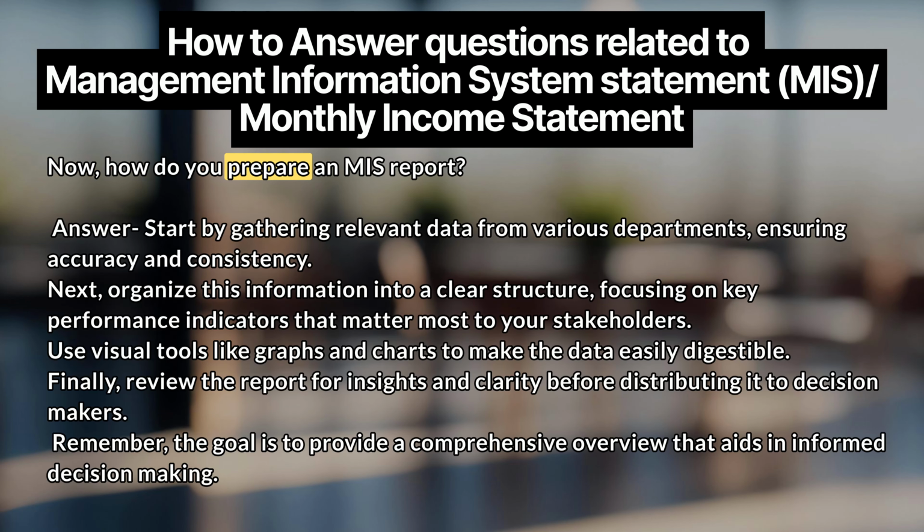Now, how do you prepare an MIS report? Start by gathering relevant data from various departments, ensuring accuracy and consistency. Next, organize this information into a clear structure, focusing on key performance indicators that matter most to your stakeholders. Use visual tools like graphs and charts to make the data easily digestible. Finally, review the report for insights and clarity before distributing it to decision makers. Remember, the goal is to provide a comprehensive overview that aids in informed decision making.